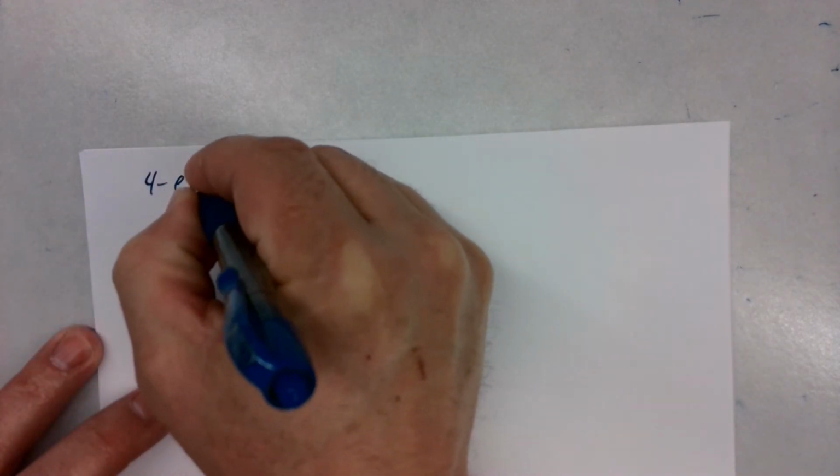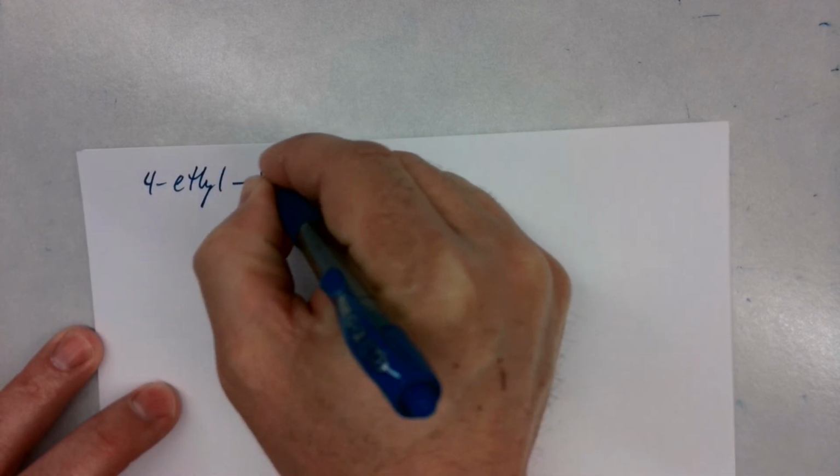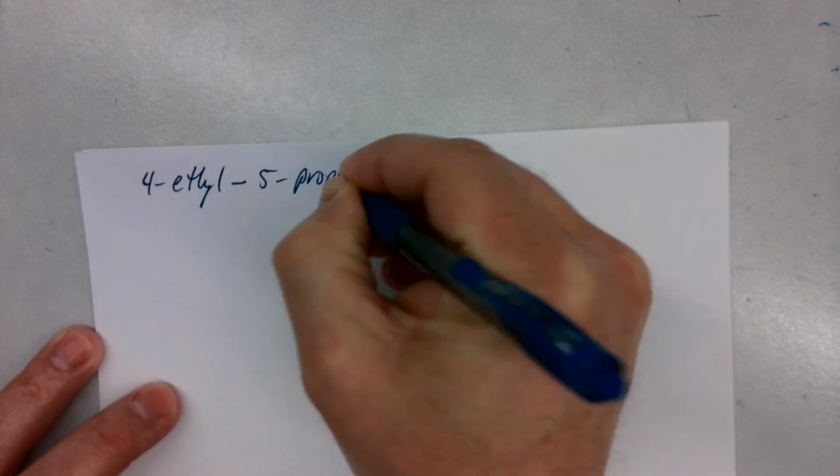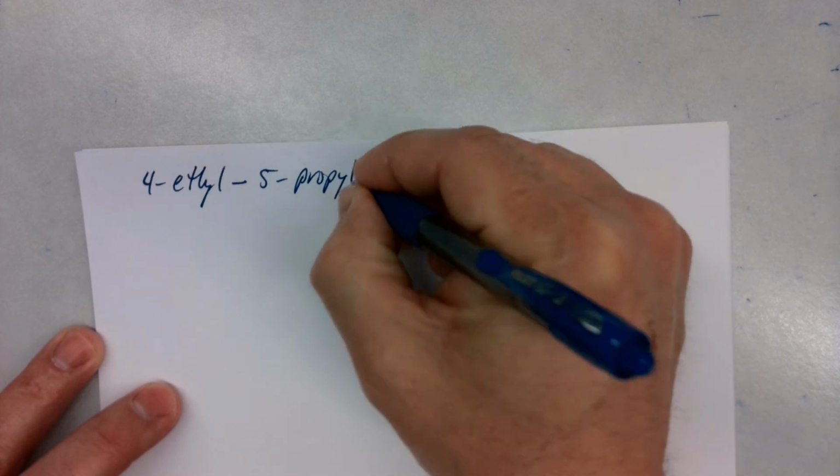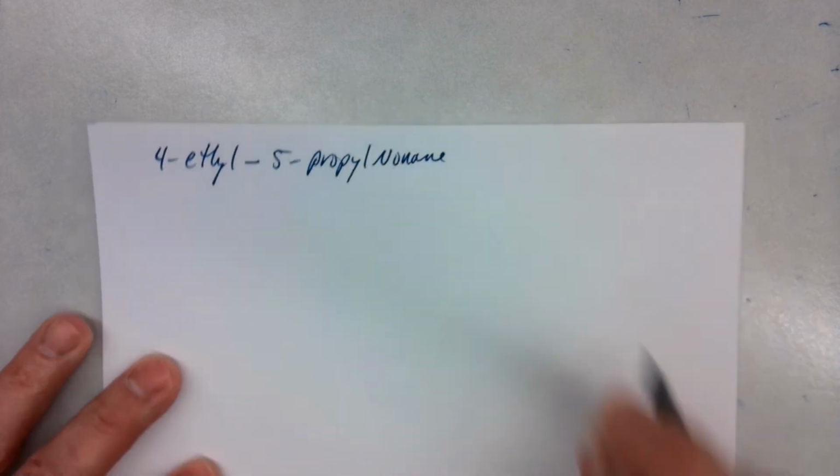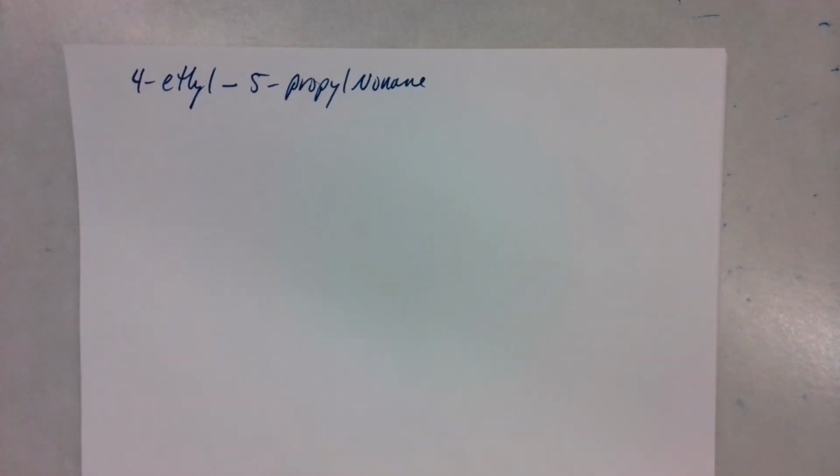Alrighty. So, this is what I got: 4-ethyl 5-propyl nonane. 4-ethyl 5-propyl nonane. And I want both skeletal and condensed. And I want 8 hands. Skeletal and condensed with 8 hands.